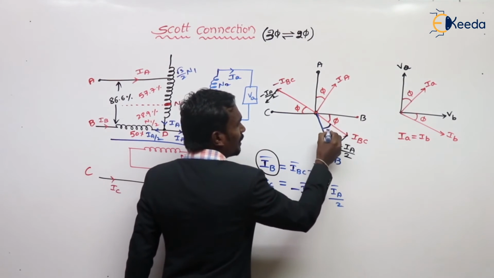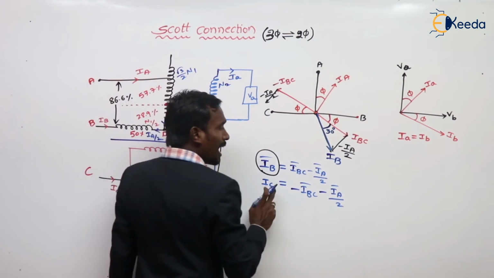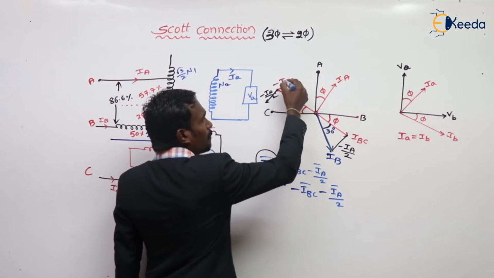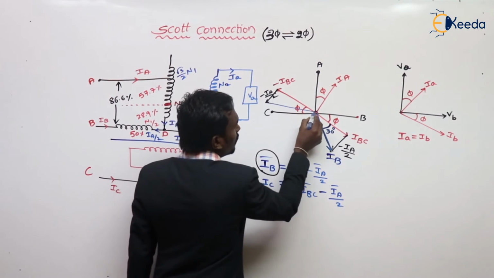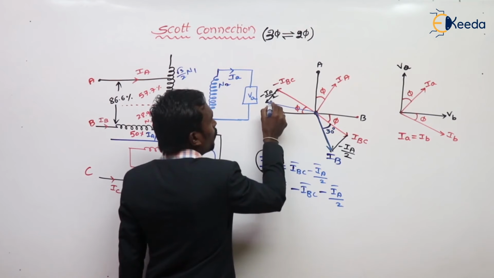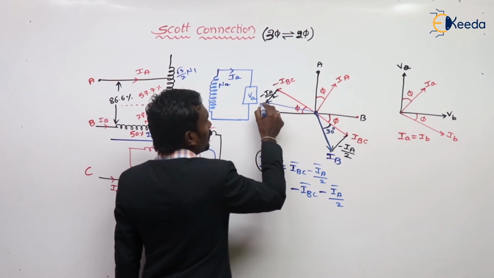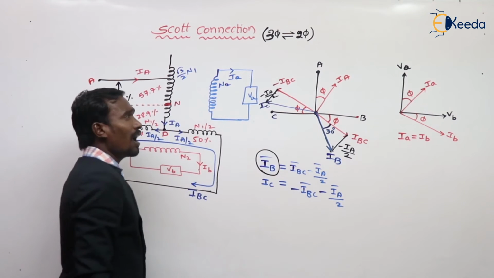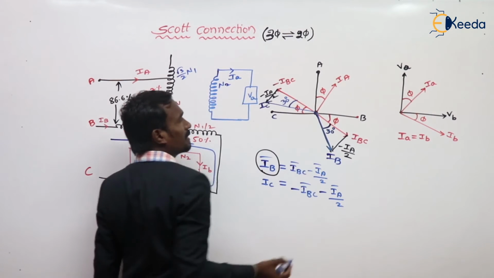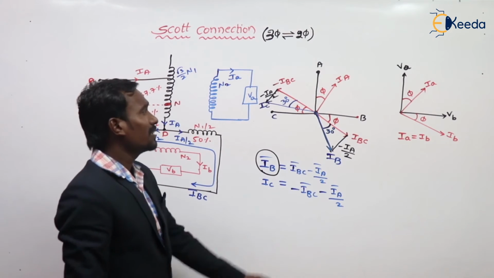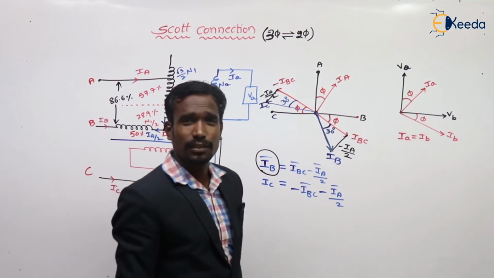Generally, this angle is 30 degrees. As usual, IC is equal to minus IBC minus IA by 2. This is our IC, and of course, this angle is also 30 degrees. This is the vector diagram at balanced load.